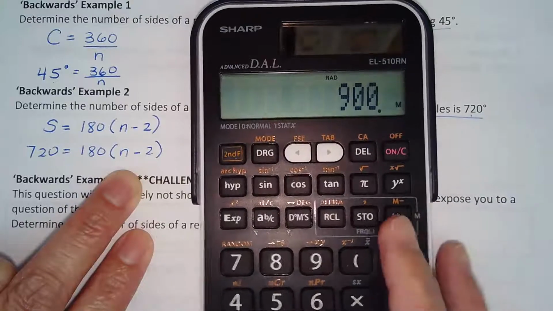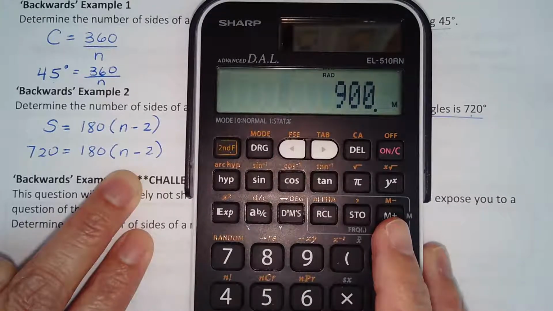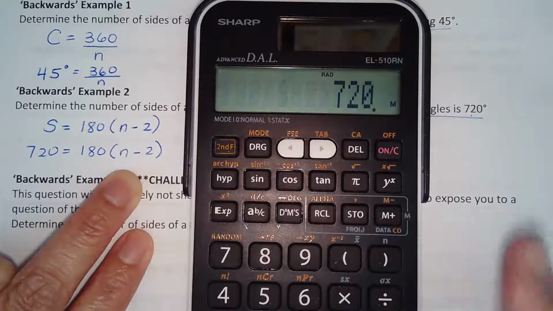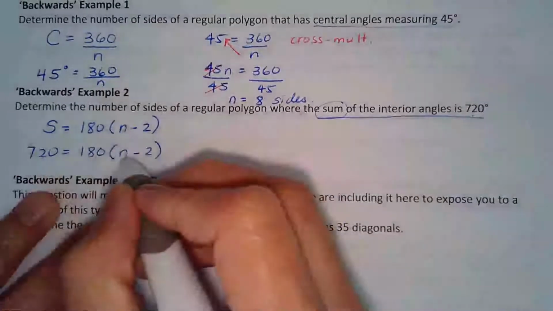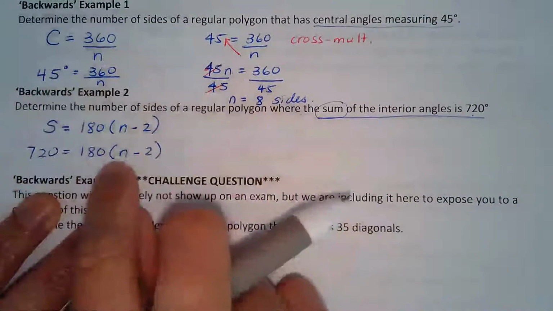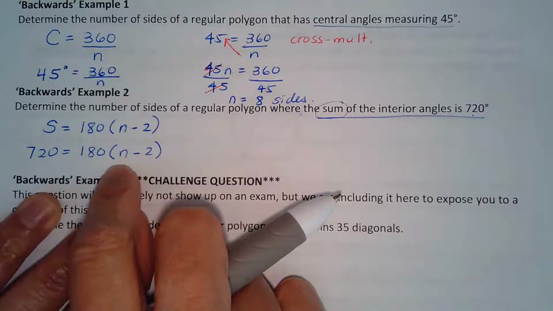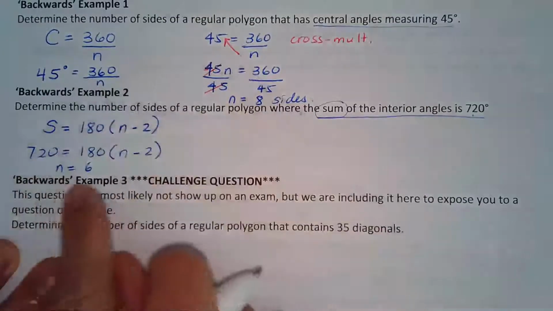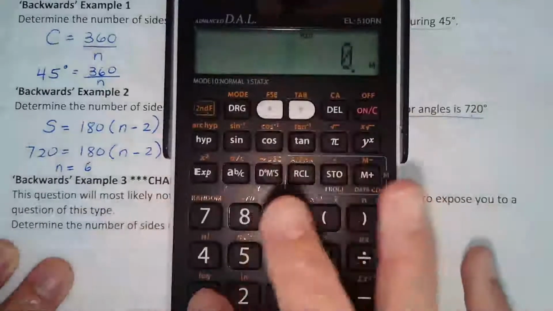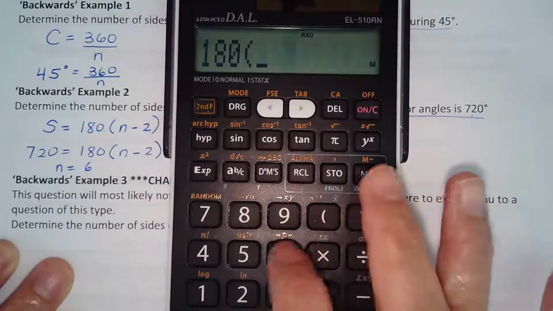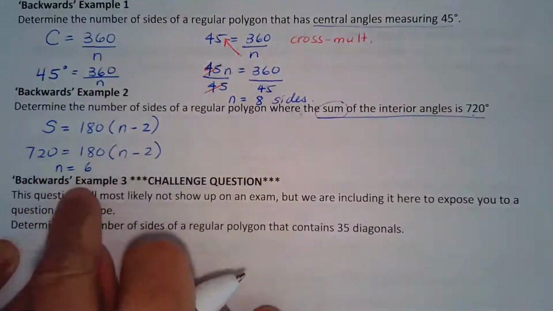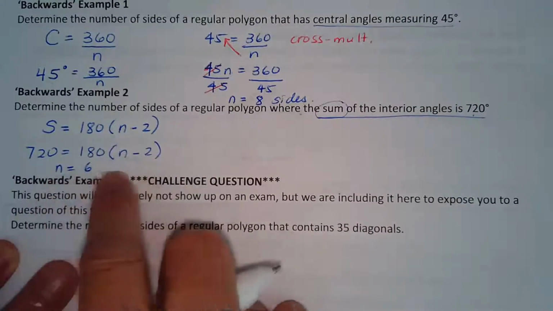I lost track of what I did: 8, 7, 6. 180 times 6 minus 2. I can't even remember if I did that already. Oh, there you go. I tried a whole bunch of values for n, the number of sides, and what worked is 6. So n equals 6, and that's by trial and error. Just to verify again, 180 times 6 minus 2, yes, 720. So that's a possibility. This is by trial and error.